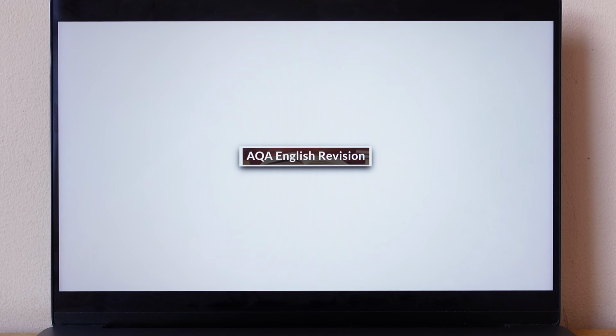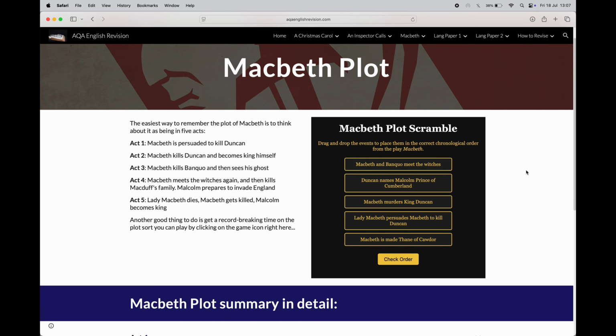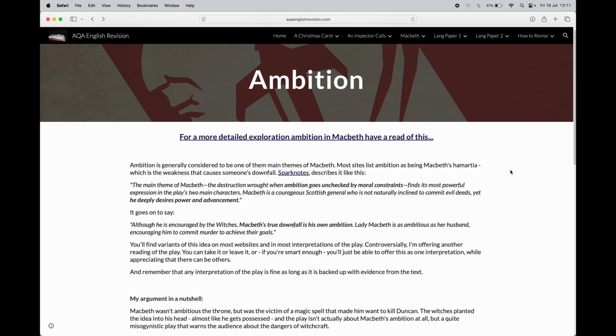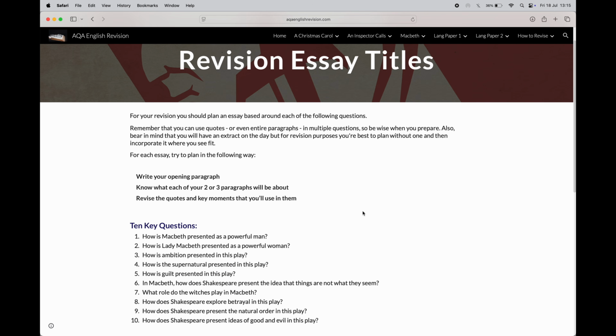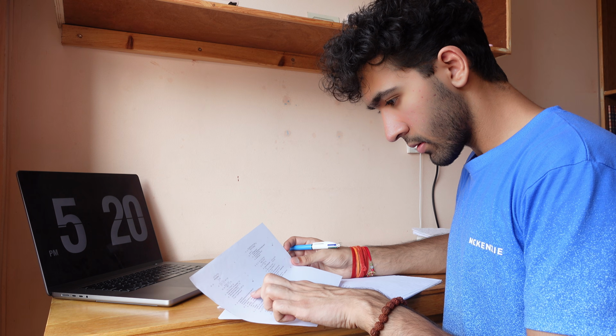There are some other websites you can use for English as well. One example is AQA English Revision, which shares resources for the following aspects of English. There's plot recaps, character information, themes, context, key quotes, and essay titles. For English, you can also use the mark schemes from past papers to get an idea about what the examiners are looking for.